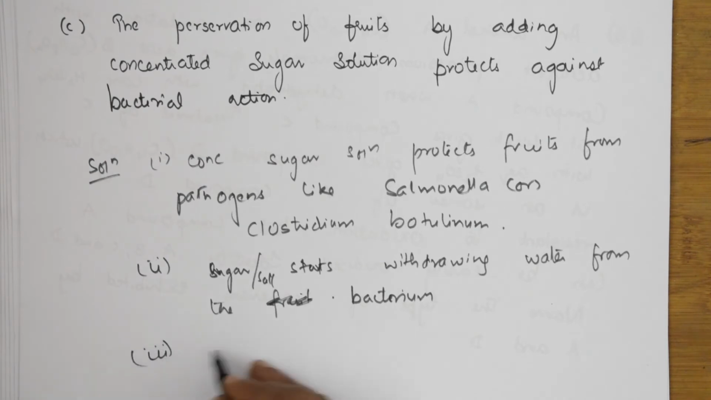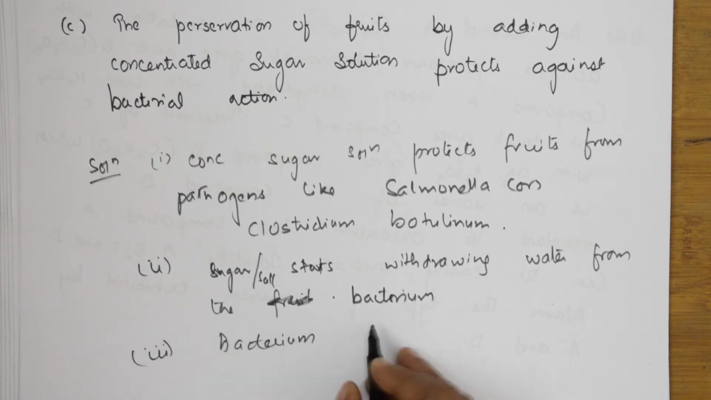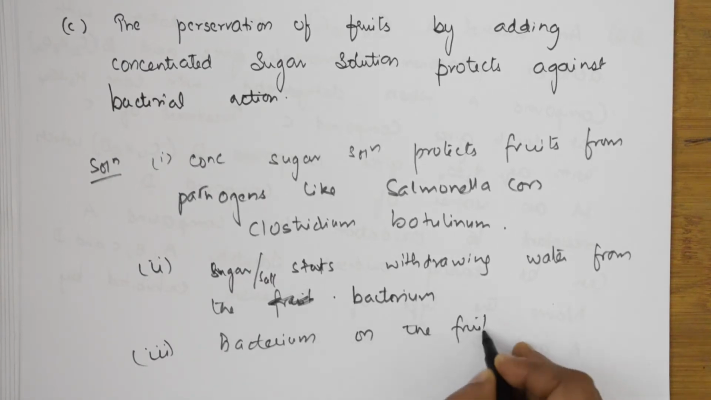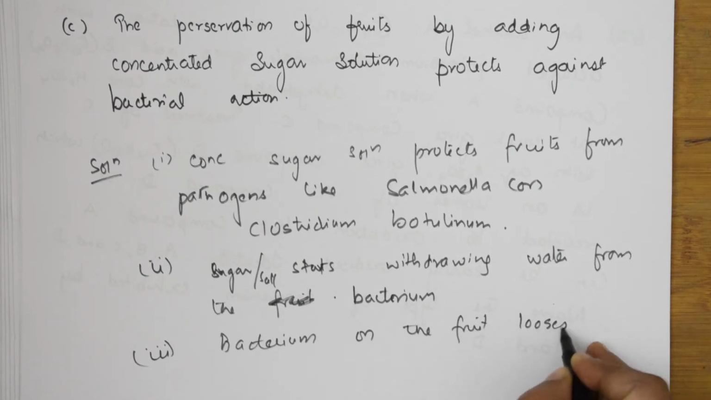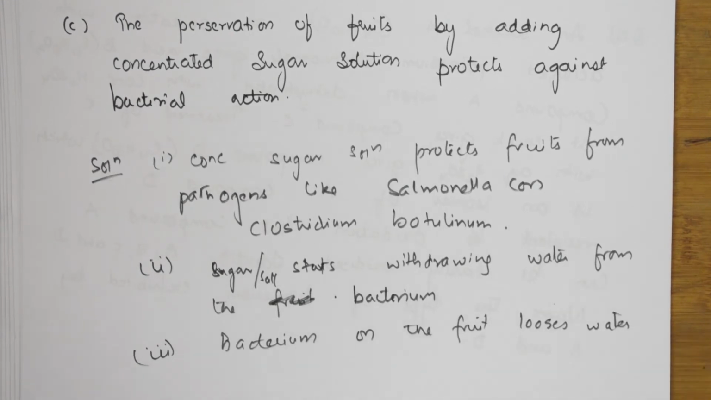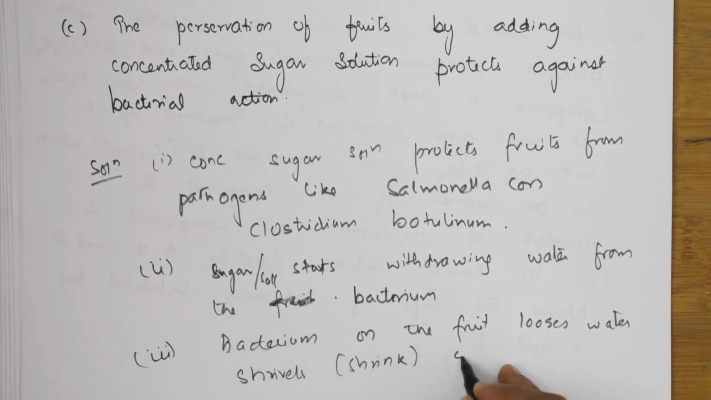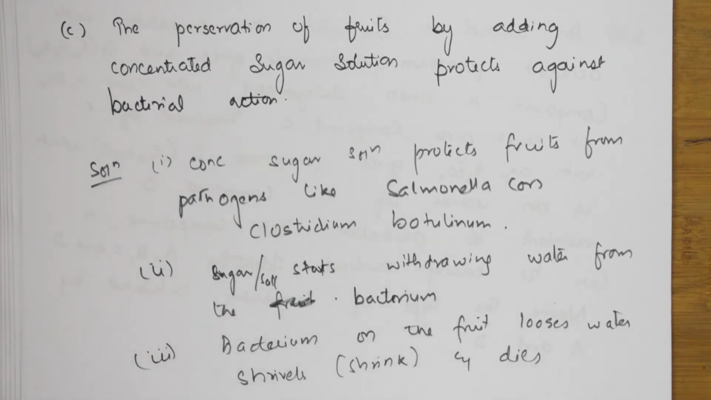Bacterium on the fruit loses water. Once it loses, what will happen? It starts shriveling, means it will start shrinking, isn't it? It will shrink, and finally what happens? And dies. So what will you write?